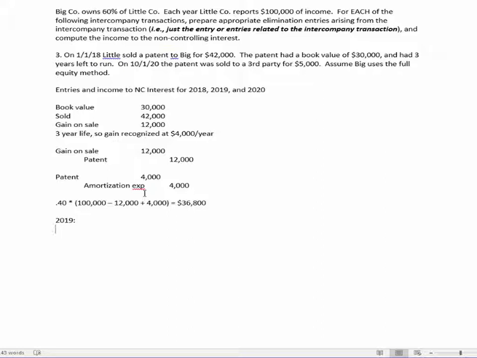Year 2, 2019, we need to go ahead and carry forward the remaining unrealized gain or loss. Recall there was a $12,000 unrealized gain, of which we realized $4,000. So we're carrying forward an $8,000 unrealized gain. And again, we have our two questions. First, was this an upstream or a downstream transaction? This was an upstream transaction, so 40% of that $8,000 is going to go to the non-controlling interest. So 0.4 times 8 is $3,200. The remainder of that $8,000 is going to go to the parent.